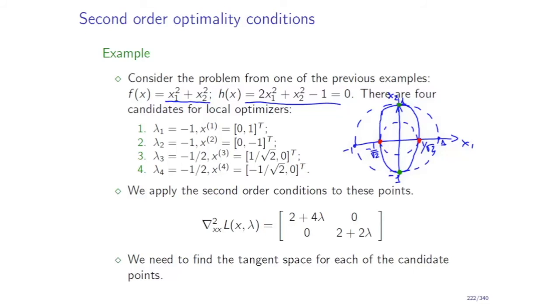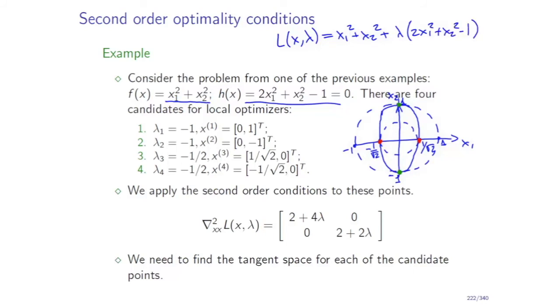But now we'll actually show that these 4 points are strict local optimizers by using the second order optimality conditions. For that, we compute the Lagrangian. Well, we already had the Lagrangian before, right? So let me just write it down here. L of x, lambda was given by x1 squared plus x2 squared, plus lambda times 2x1 squared plus x2 squared minus 1.